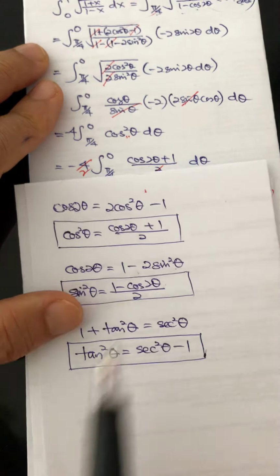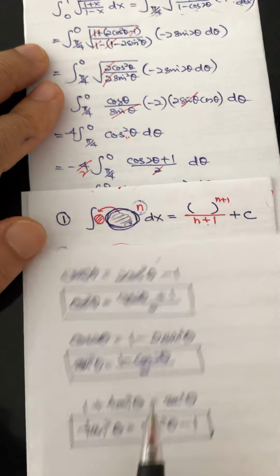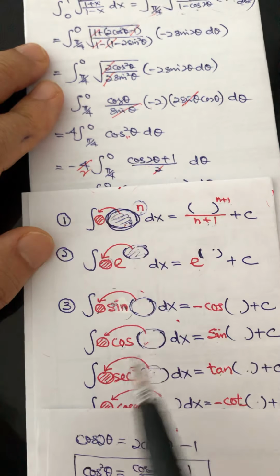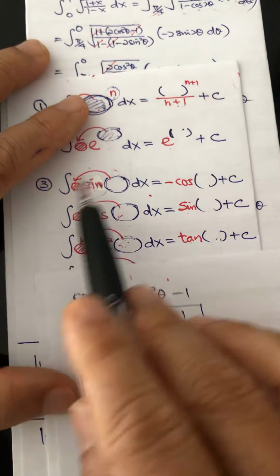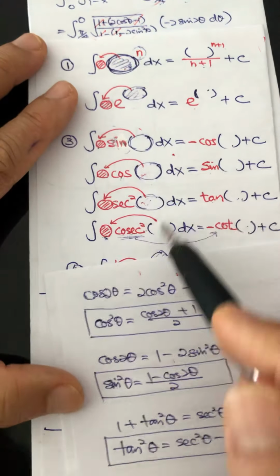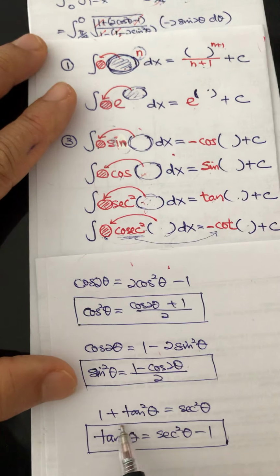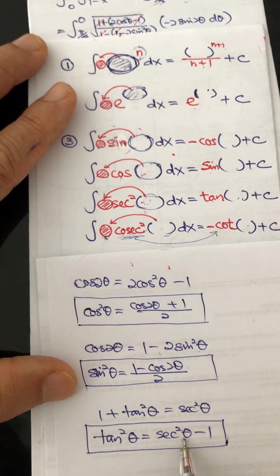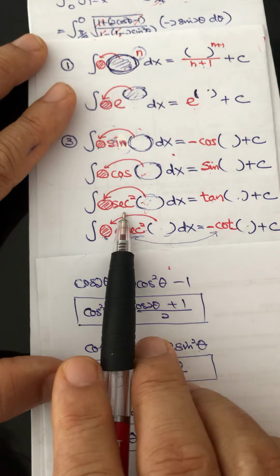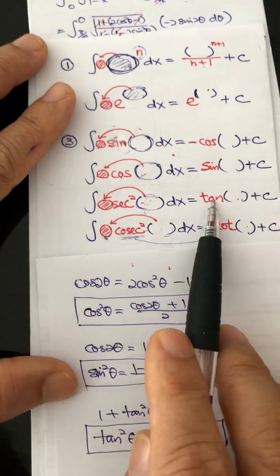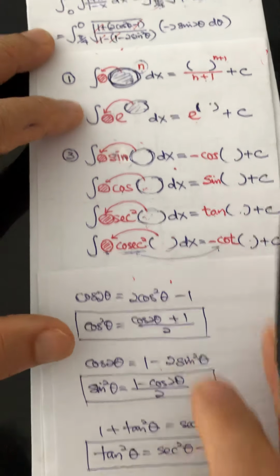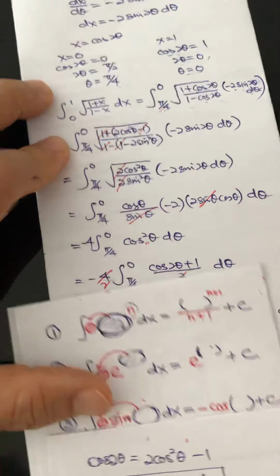And actually tangent square also does not appear here. We don't have it here, tangent square, not in the list here, you see. But tangent square, this identity can change to secant square theta. Then secant square already can integrate to tangent. Yes or no? That is how you change using the identity. Okay, so you just go through.